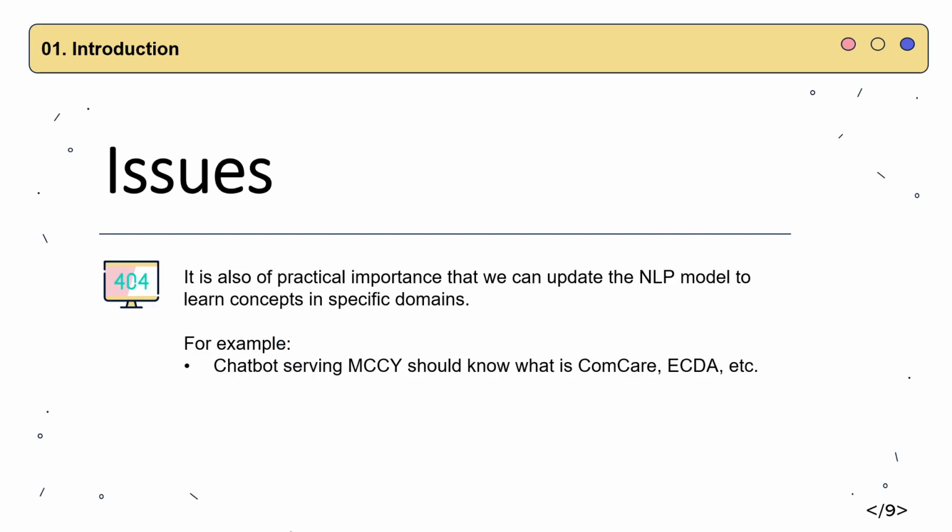It is also of practical importance that we can update the NLP model to learn concepts in specific domains. For example, a chatbot serving the Ministry of Culture, Community and Youth should know what community care is, what the Early Childhood Development Agency is, and so on, the domain-specific concepts related to MCCY.